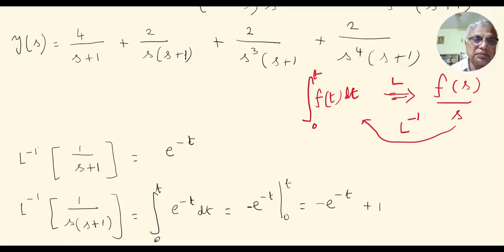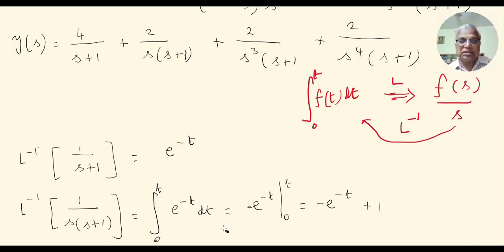Now if you take this 1 by (s plus 1) as F(s), then f(t) is e power minus t, right? The next term, 1 by s into (s plus 1), can be considered as this F(s) divided by s, right? So if the inverse of this is e power minus t, then the inverse of this F(s) by s is integral of this f(t) dt, right?